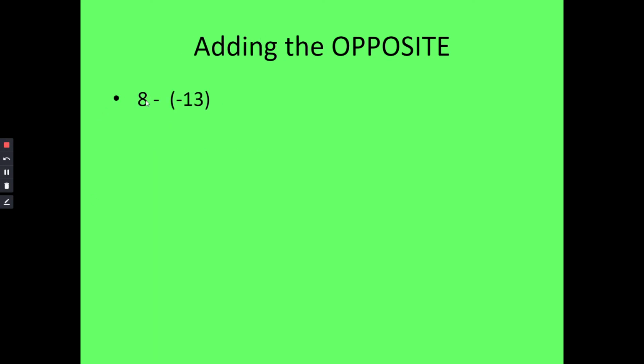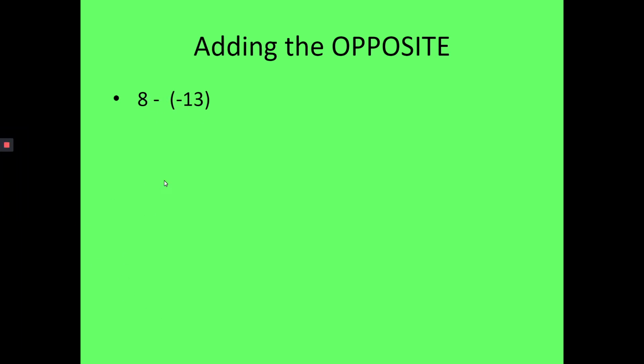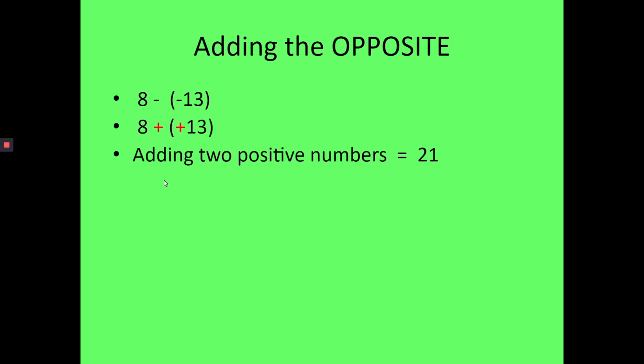So 8 minus negative 13. Well, again, that minus sign in between is going to become a positive, right? And the negative 13 is going to become a positive. So once you do that, this problem becomes extremely easy. Add the opposite. Now you're just adding two positive numbers. That's great. So 8 plus 13 is 21.